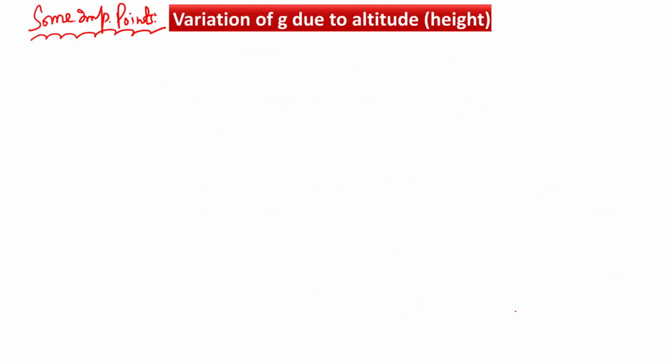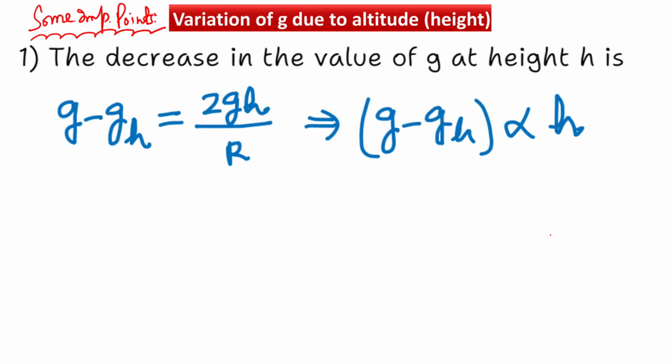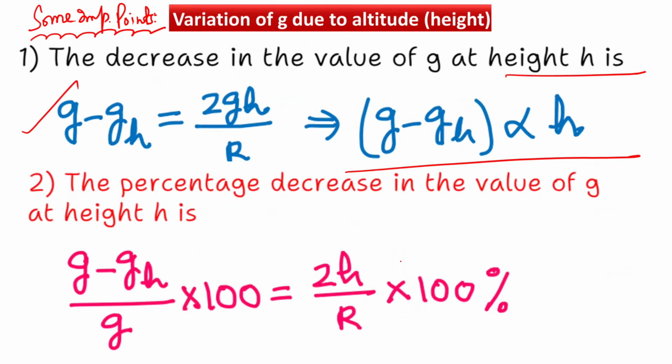Now certain important points are to be remembered in concern with the variation of g due to altitude. Number 1, the decrease in the value of g at height h is g minus gh, which is 2gh upon r, or you can say g minus gh is proportional to h. Second point, the percentage decrease in the value of g at height h is g minus gh upon g into 100, that is 2h upon r into 100.